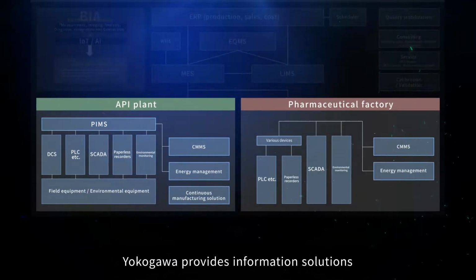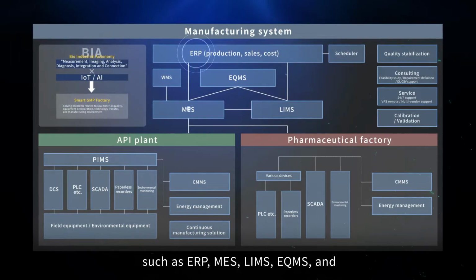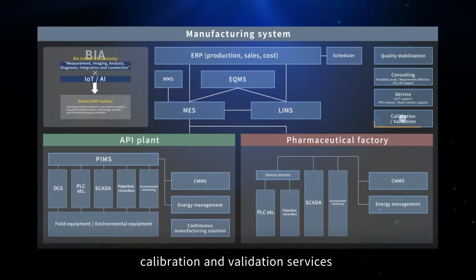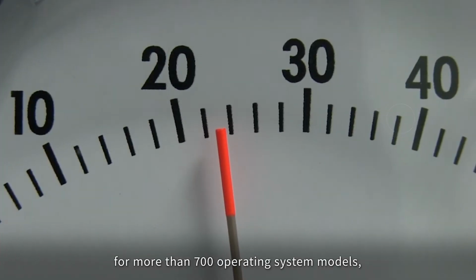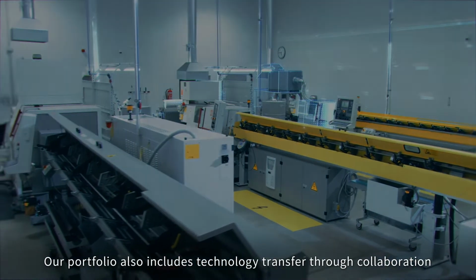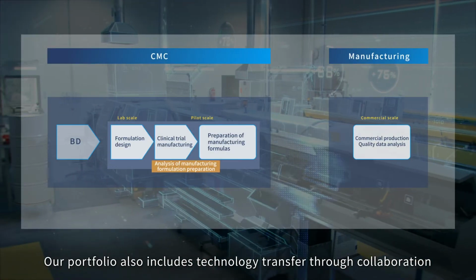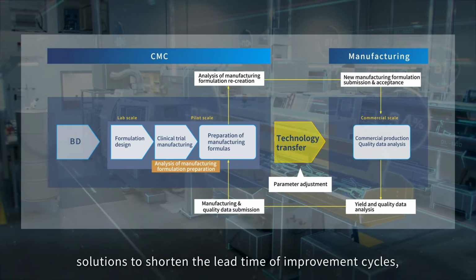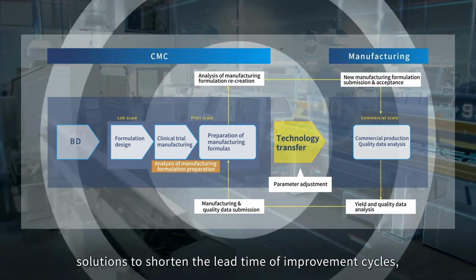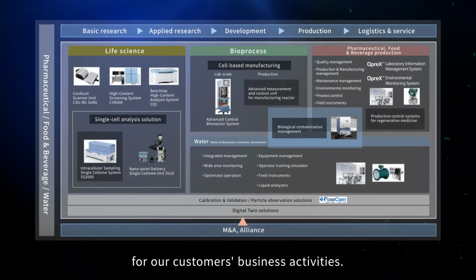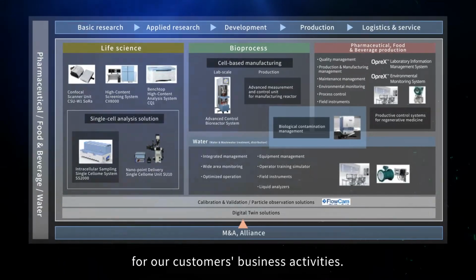Yokogawa provides information solutions such as ERP, MES, LIMS, EQMS, and collaboration and validation services for more than 700 operating system models, including those provided by many other companies. Our portfolio also includes technology transfer through collaboration between CMC and factories, solutions to shorten the lead time of improvement cycles, and other approaches designed to provide total support for our customers' business activities.